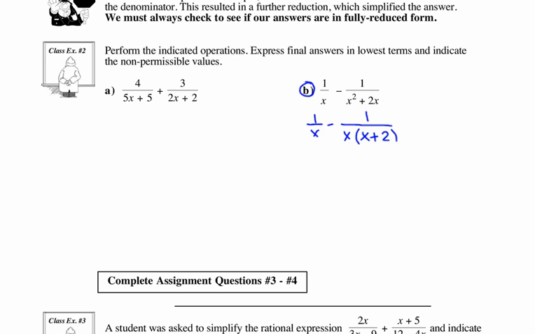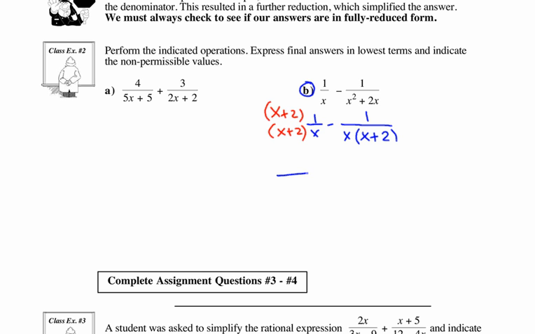Okay, so what's going to be our common denominator? X plus 2 times x, right? We want to make them the same. This guy already has an x, and this guy has an x. So this guy's just missing what? X plus 2. So how do we give it an x plus 2? Multiply top and bottom by x plus 2. You could write multiply by 1 or just leave it, because it already has that denominator. So now they are the same.